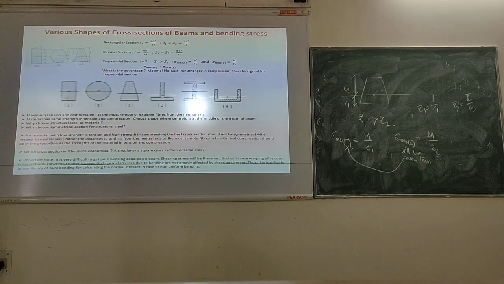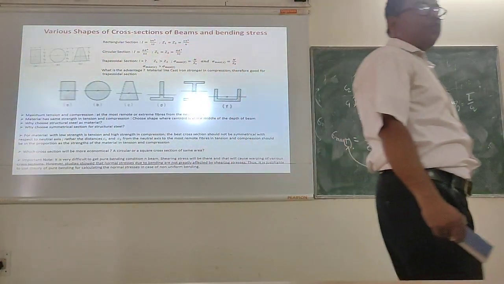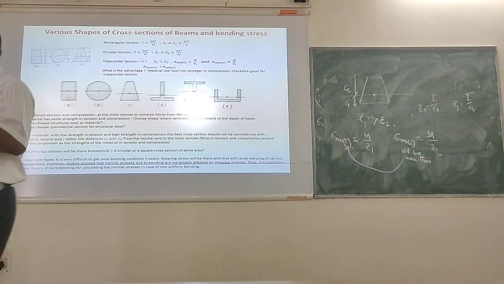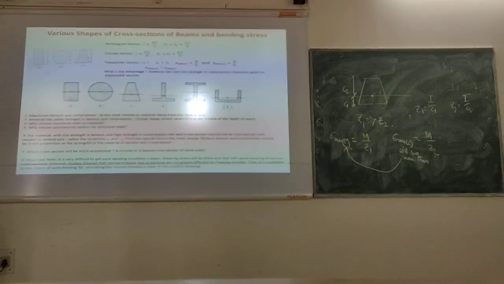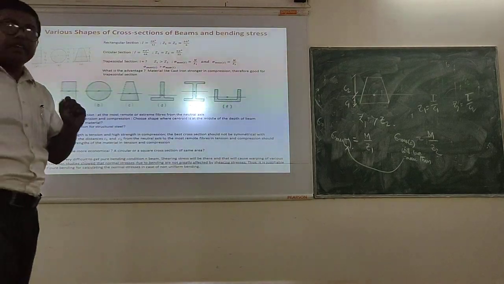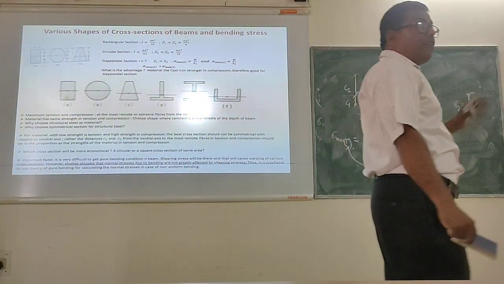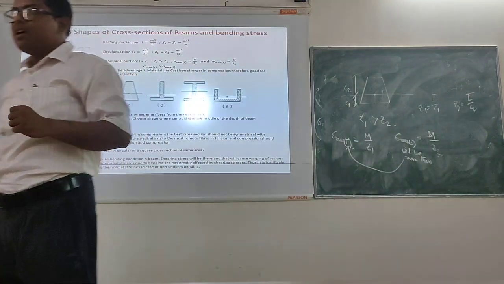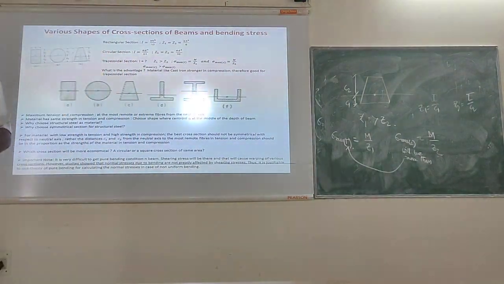Correct? And this phenomenon can be very well utilized in case of some materials. That's why you see I have written materials like cast iron, let's say. There are various materials available. Even concrete also you can take. Concrete is very good in compression and very bad in tension. So if I can get a section of cast iron or concrete and make my beam like a trapezoidal beam, I will get the full advantage of the material.